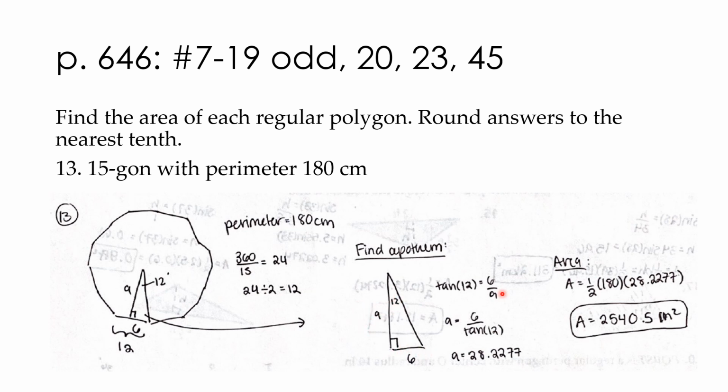I'm going to use tangent of 12 equals 6 over a. I promise that's a variable. So I approximated that my apothem was 28.2277, and again, I'm being so inconsistent here. But I'm trying to leave as many decimals as possible so that hopefully I get consistent with what the book has. So my area is 1/2 times 180 times 28.2277. The official book answer was 2,540.5 inches squared. But if you have this rounded to maybe 28.23, you're going to have a slightly different answer than I have here. So just make sure you're in that ballpark.